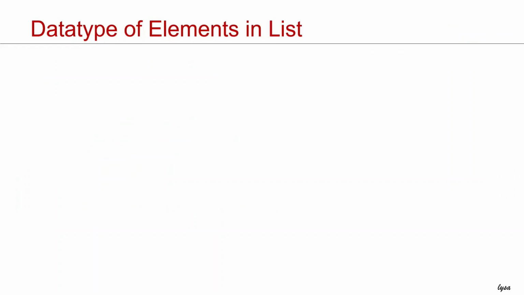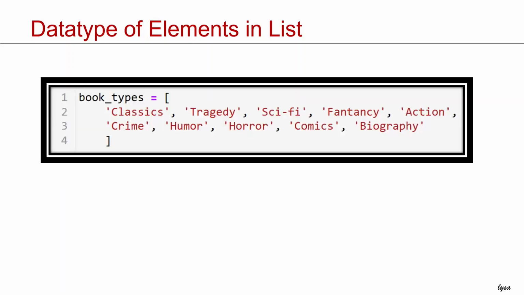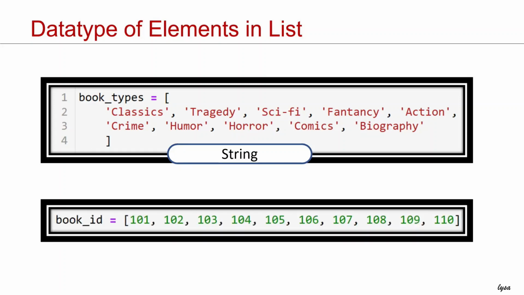Now, what should be the data type of the elements found in the list? We already saw that it is a collection of items which can have both primitive and non-primitive data. In the first case, we took a list of strings. In the example that we just did, we took a list of integers. It's also possible to have a list of non-primitive data items.